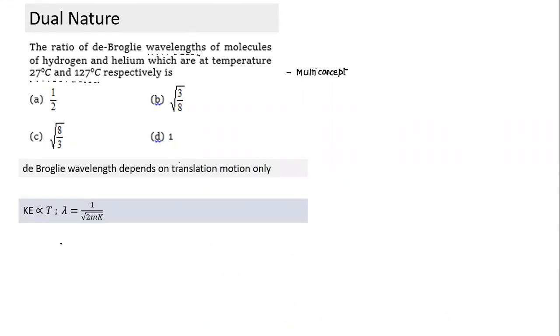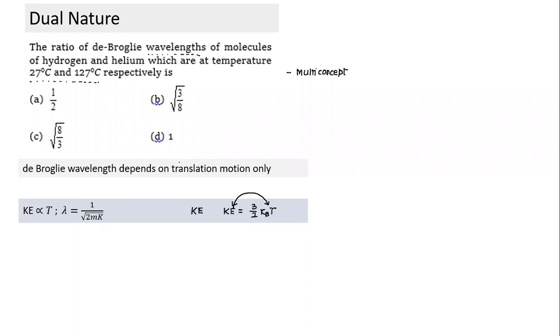Translation motion. Basically, we have done this in the kinetic theory of gases. What does the kinetic theory of gases say? What is the kinetic energy of any molecule? Translation kinetic energy is equal to 3 by 2 kB T. So what does it say? The kinetic energy is proportional to temperature. That's the kinetic theory of gases.